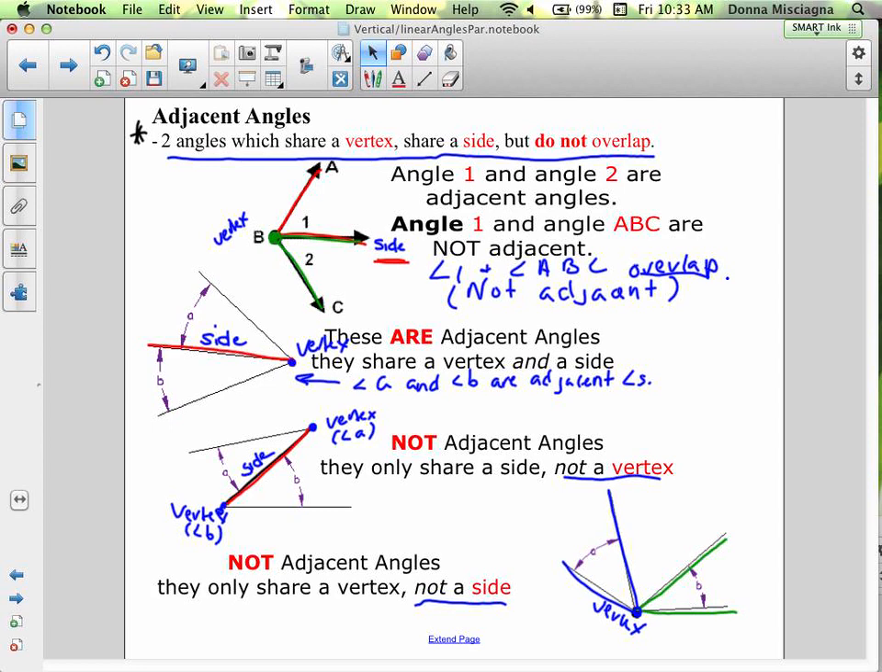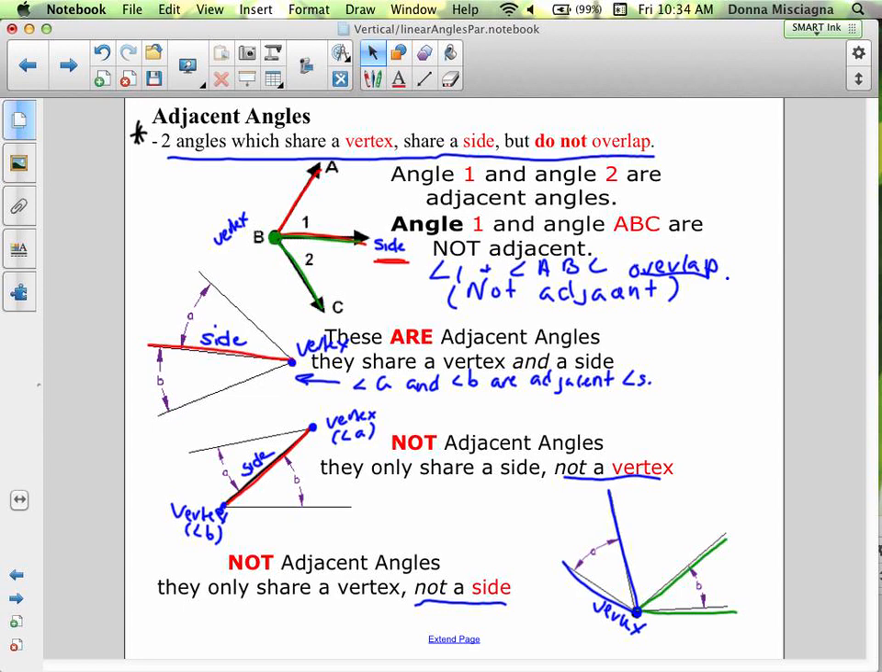Angle 1 and angle ABC would not be adjacent angles. You can see where angle 1 is, outlined in red. This would be angle ABC. Notice they would overlap, so they would not be adjacent angles. Even though they would share a side and share a vertex, because they overlap, they would not be adjacent angles. If we look below, here we have 2 angles. Those are adjacent angles, angle A and angle B. That red line there is the side they share. They share the vertex. So angle A and angle B are adjacent angles.